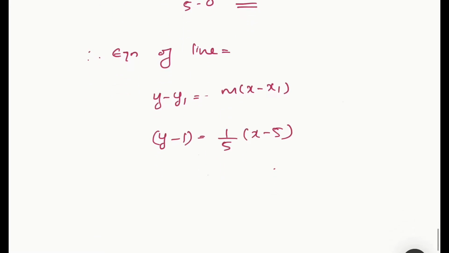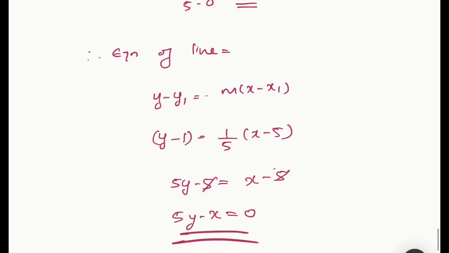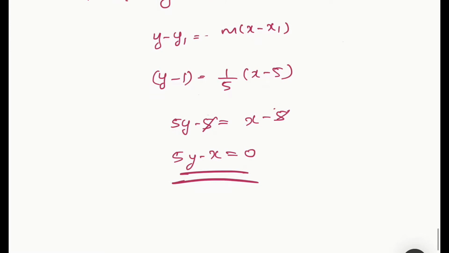So, cross multiplying you will get 5y minus 5 equal to x minus 5. 5 and 5 will get cancelled. 5y minus x equal to 0. This will be the equation of the line. Now, coming to question number 12.